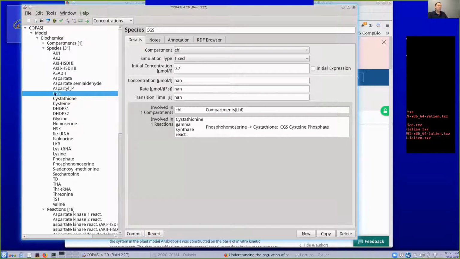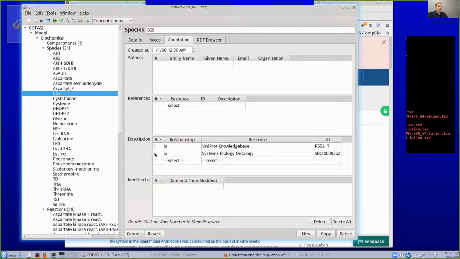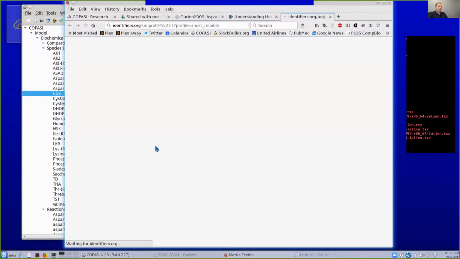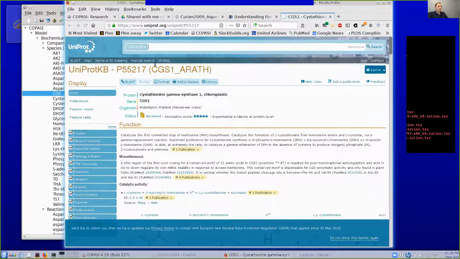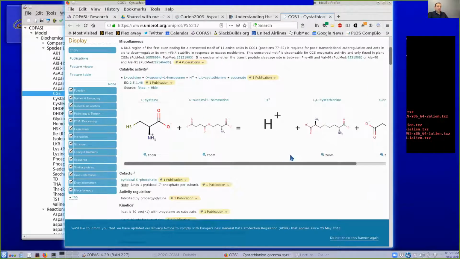I don't know what that means. What is CGS? If I go into annotation, it tells me that it's this thing in the UniProt knowledge base. So if I double click that, it goes straight into UniProt and it tells me this is cystathionine gamma synthase 1. It's an enzyme. So now I know what CGS means. And here it also tells me the reaction.